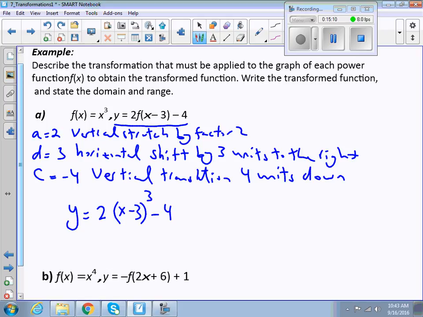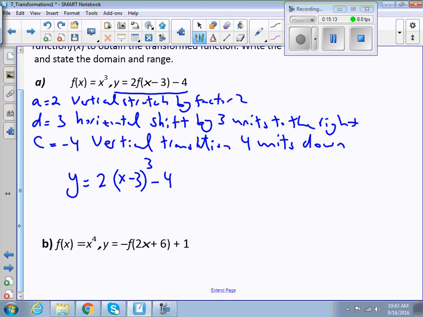Now, try part B yourself. Just one thing that you need to note, and many of you made a mistake on your review quiz, is that this 2 here, you need to make sure you factor it out first, because x always needs to be by itself, so that needs to get factored out, which would affect your horizontal translation as well. So do part B yourself.